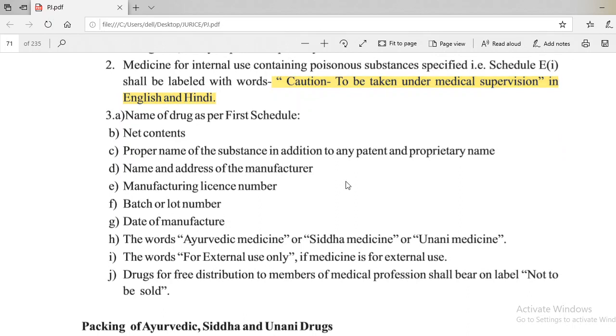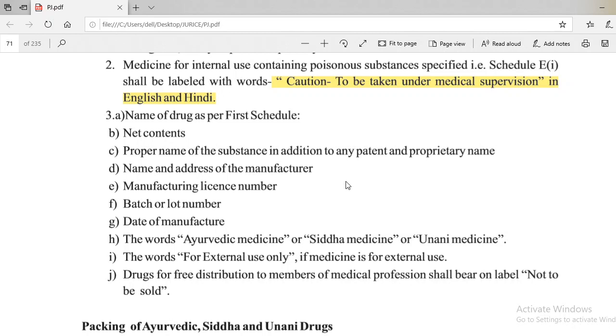Then name of drug as per first schedule, net content, proper name of substance in addition to any patent and proprietary name, name and address of the manufacturer, manufacturing license number, batch number, date of manufacturing, all should be there, which is the normal label we have formulated. I don't know whether you have formulated any Ayurvedic formulation in the Pharmacognosy lab or not, but in our case we have formulated Triphala, various Vatis, and 2 or 3 Ayurvedic formulations also. In that case we have labeled them in the same way as we have labeled allopathic products.